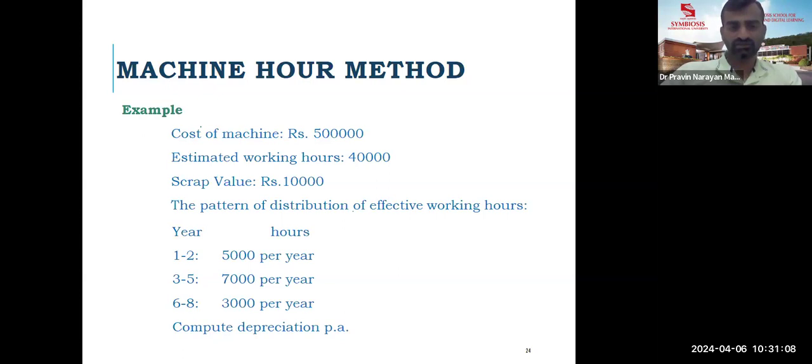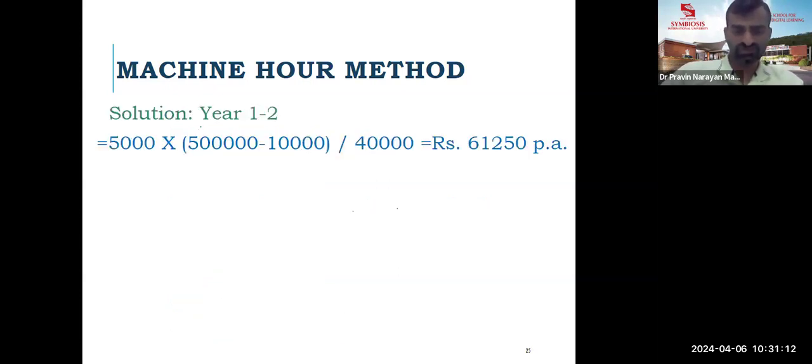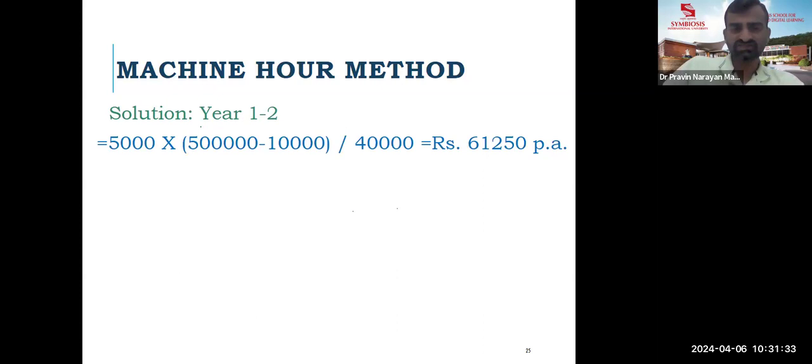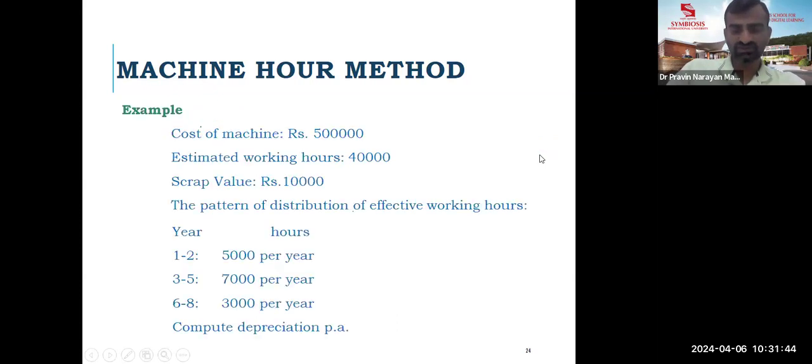Now first year, look, how much is the machine used? 5,000 hours into cost of machine minus scrap value. The cost of machine is 5 lakh minus scrap value 1 lakh, into total number of estimated hours. How many hours will it run? 40,000. So for the first 2 years the depreciation value is 6,250. Again I am repeating, this is hours that machine is worked or used for the first 2 years into cost of machine minus the scrap value divided by the estimated working hours in lifespan.